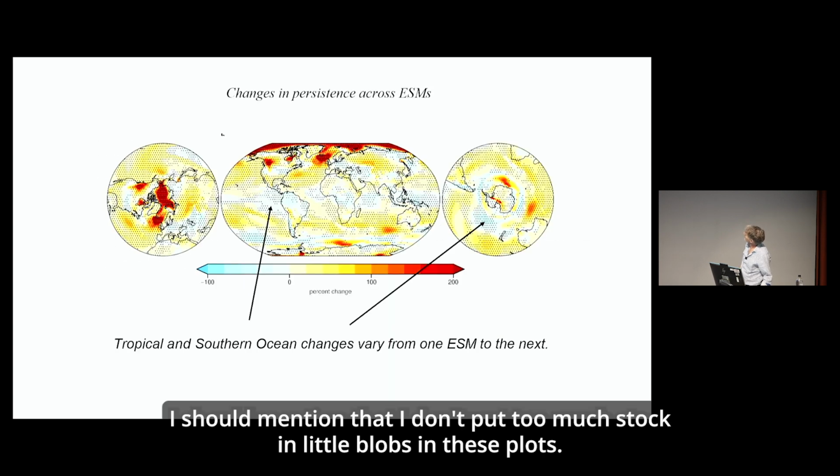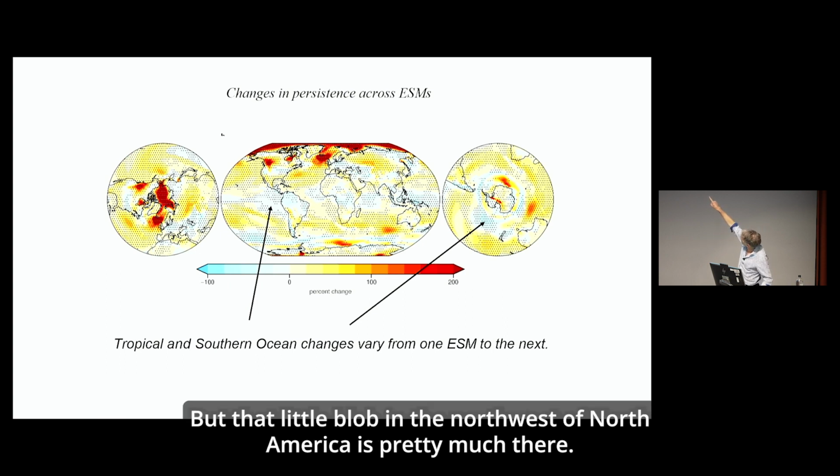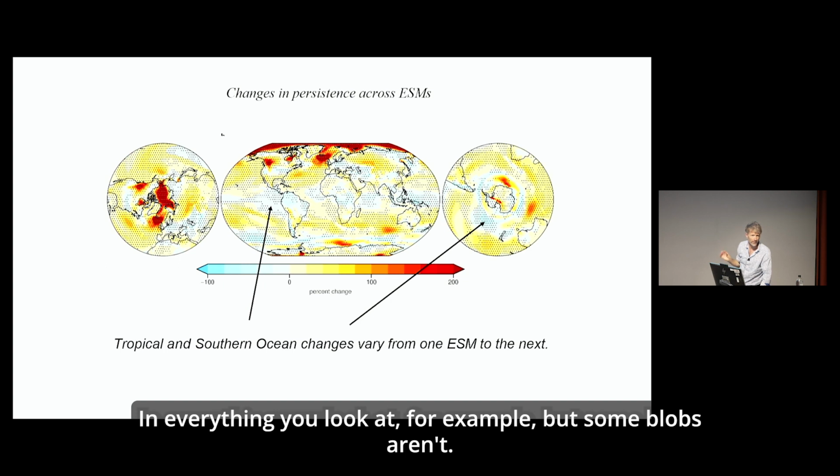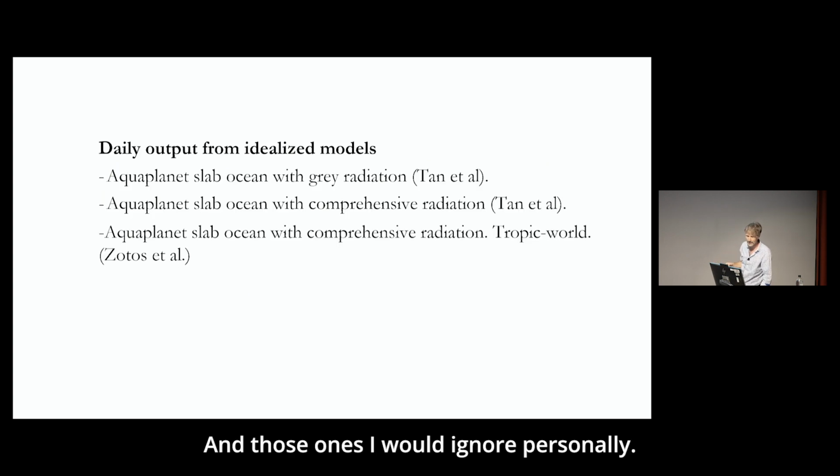I should mention that I don't put too much stock in little blobs in these plots, right? You'd want to look at the seasonal discretization, which I'm not going to do here, and also the model-by-model discretization. But that little blob in the northwest of North America is pretty much there in everything you look at, for example. But some blobs aren't, and those ones I would ignore, personally.